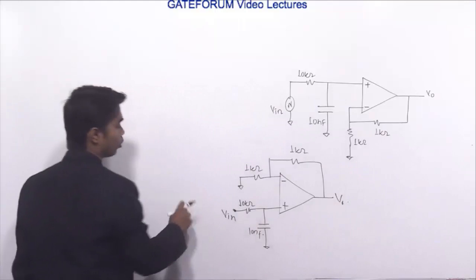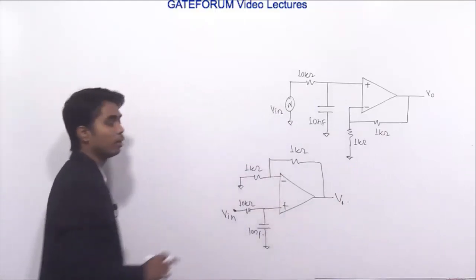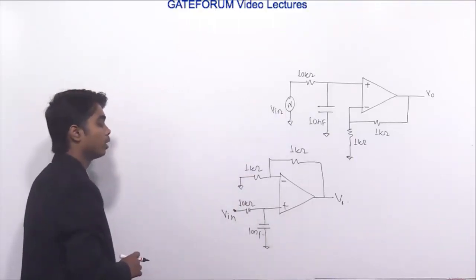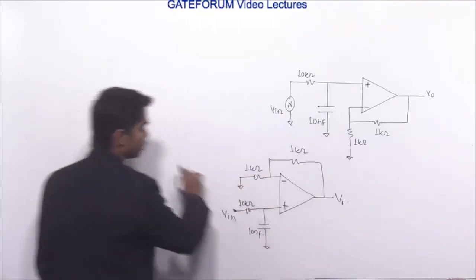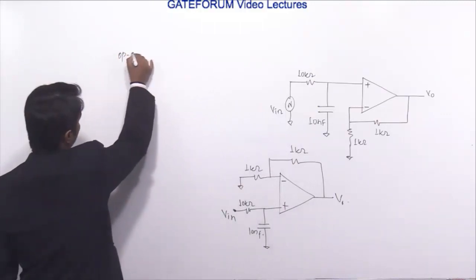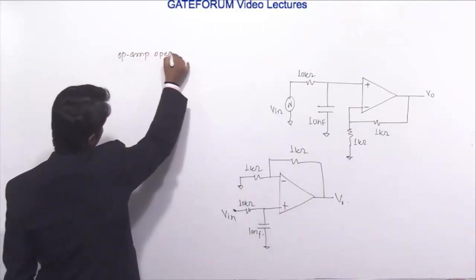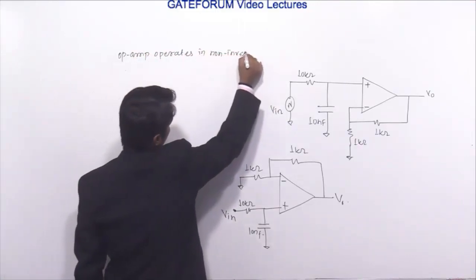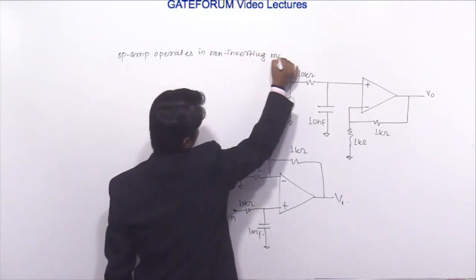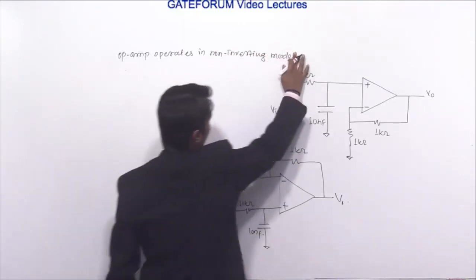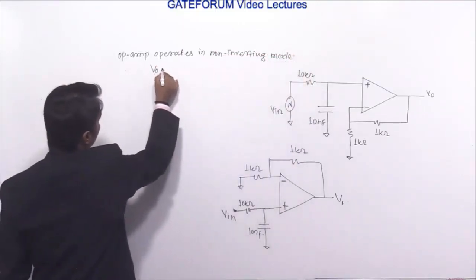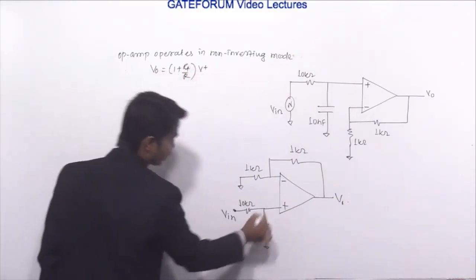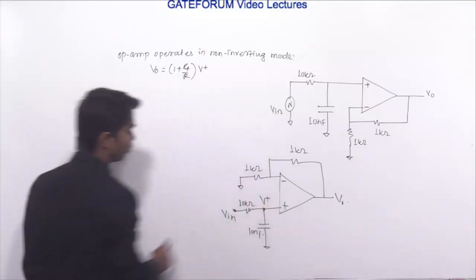Now we know that the op-amp is operating in a non-inverting mode because the input is given at the non-inverting terminal of the op-amp, and there is negative feedback. The op-amp operates in a non-inverting mode. We know that VO equals 1 plus RF by R times V plus, the voltage at the non-inverting end. Please remember, this is an important concept.